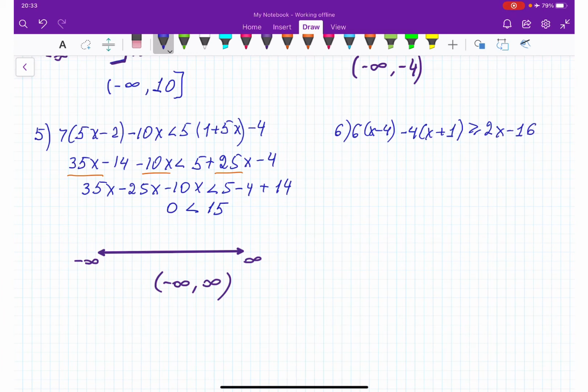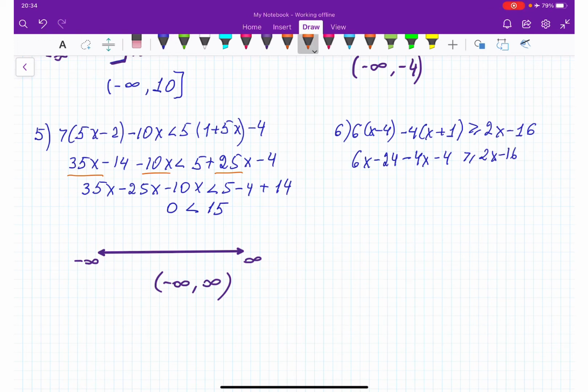Well, first of all, we have to distribute, right? 6 distribute on x minus 4 and negative 4 distribute on x plus 1. So 6 times x is 6x. 6 times negative 4 is negative 24. Negative 4 times x is negative 4x. Negative 4 times 1 is negative 4. Greater or equal to x minus 16.